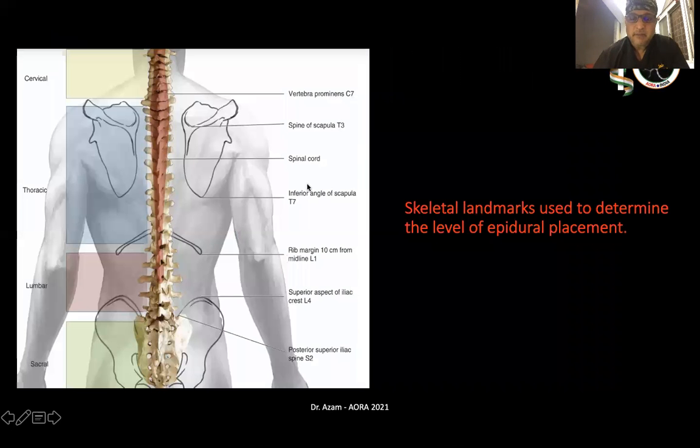You know, there are a few landmarks that we need to know as well. The most prominent cervical vertebra is C7. The inferior angle of the scapula is T7. The rib margin, which is about L1. The superior aspect of iliac crest is about L4, and the posterior superior iliac spine is S2.